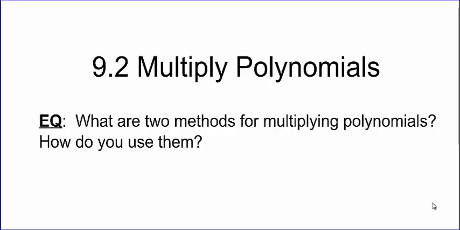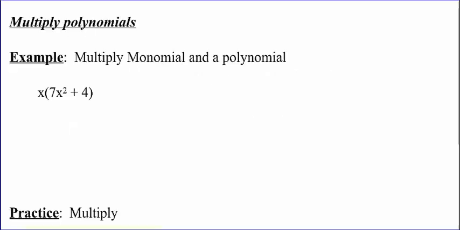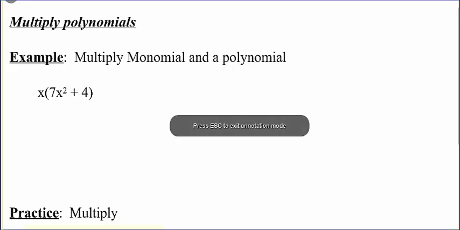Today we're going to look at multiplying polynomials. Our essential question: what are two methods for multiplying polynomials and how do you use them? So the first one we want to look at is multiplying a monomial with a polynomial. For this one we have x times the quantity 7x squared plus 4. You would do it just like you would do distributive property.